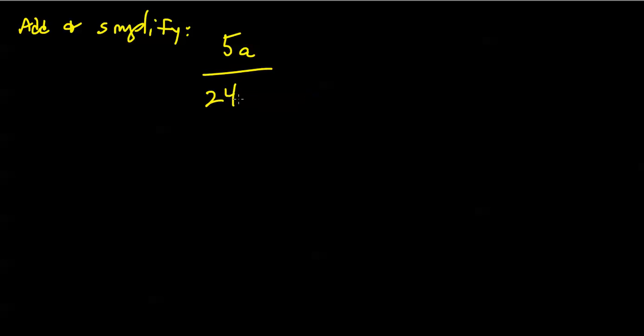Well, let's try another one. Add and simplify the following two rational expressions: 5a over 24b plus 11a over 18b squared.